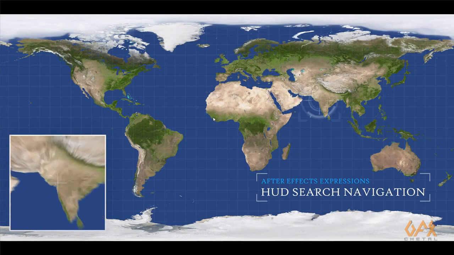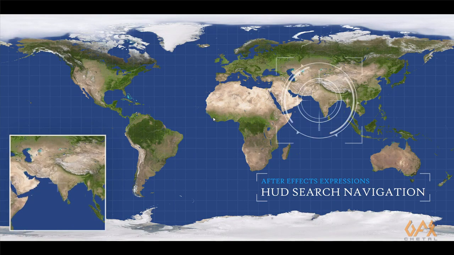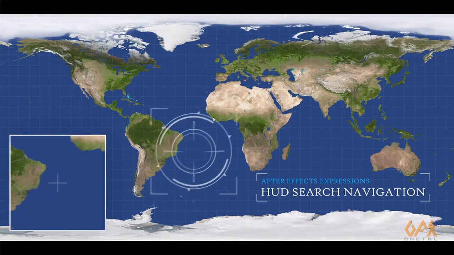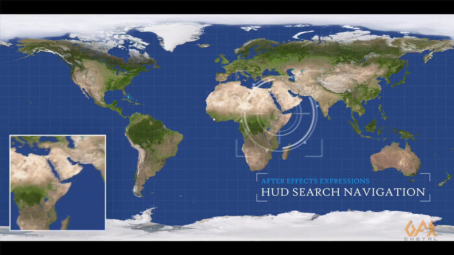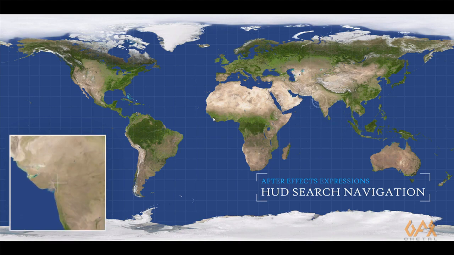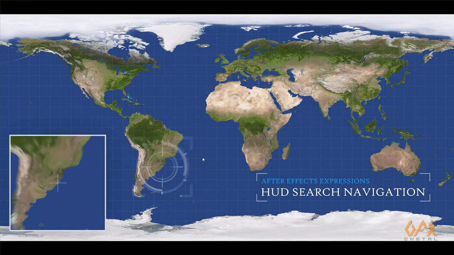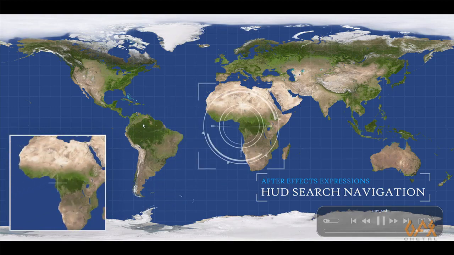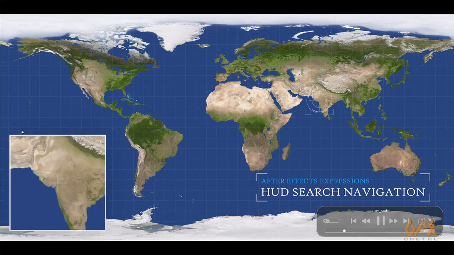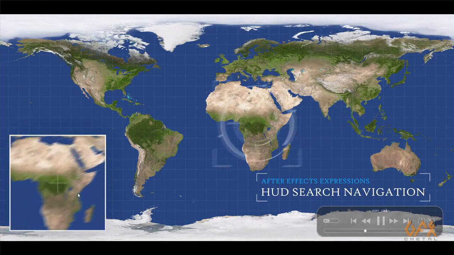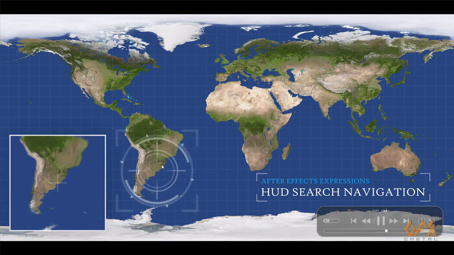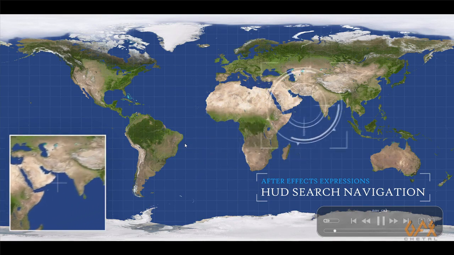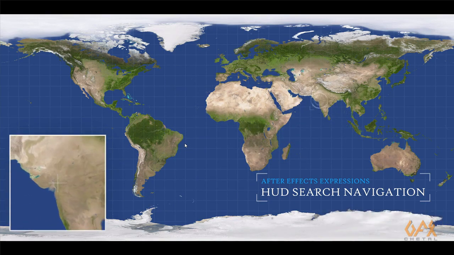Hello everyone, today I am going to show you the simplest way to create a search navigator using After Effects expressions. As you see in this output, this navigator moves around this map and that particular area shows in this square area, and you can even zoom that area and all those things. Okay, so let's move into After Effects.